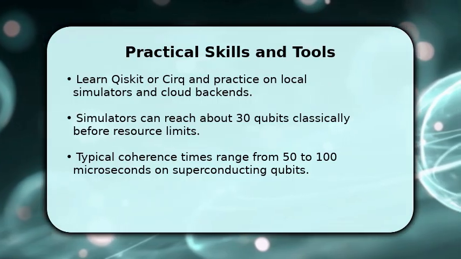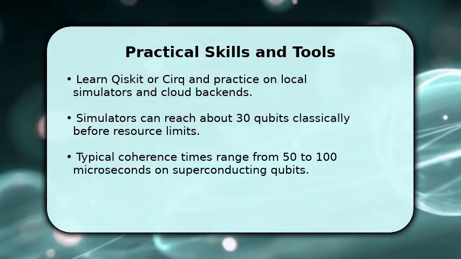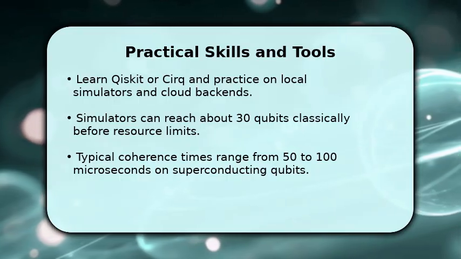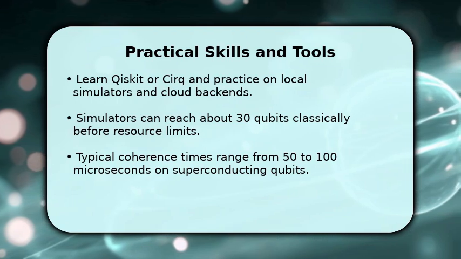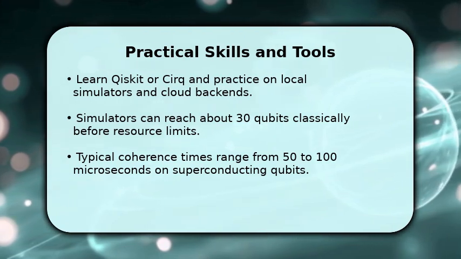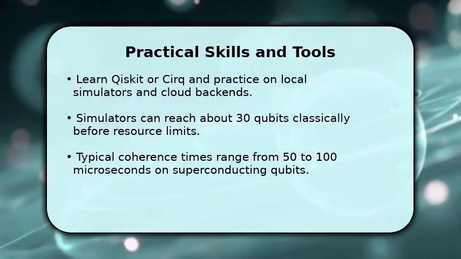Understand device metrics like gate error rates and coherence times. Superconducting qubits often show coherence times around 50 to 100 microseconds. Learn error mitigation, pulse level control, and benchmarking to evaluate noisy intermediate-scale devices.